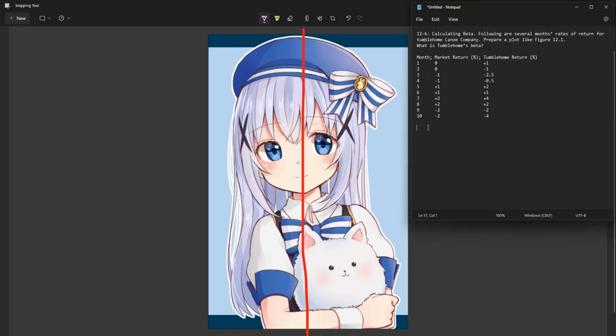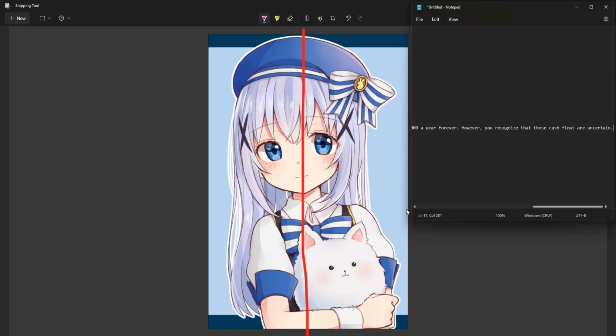Chapter 12, question 10. Why does it always do that?